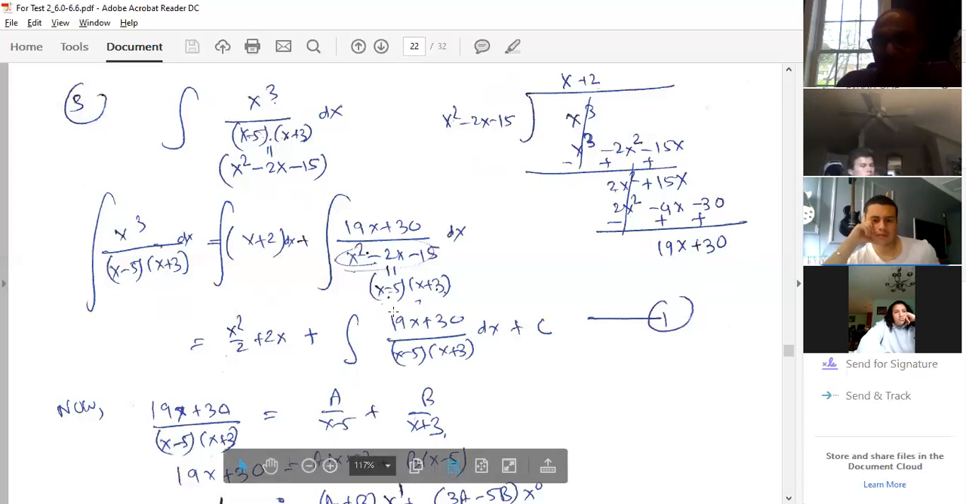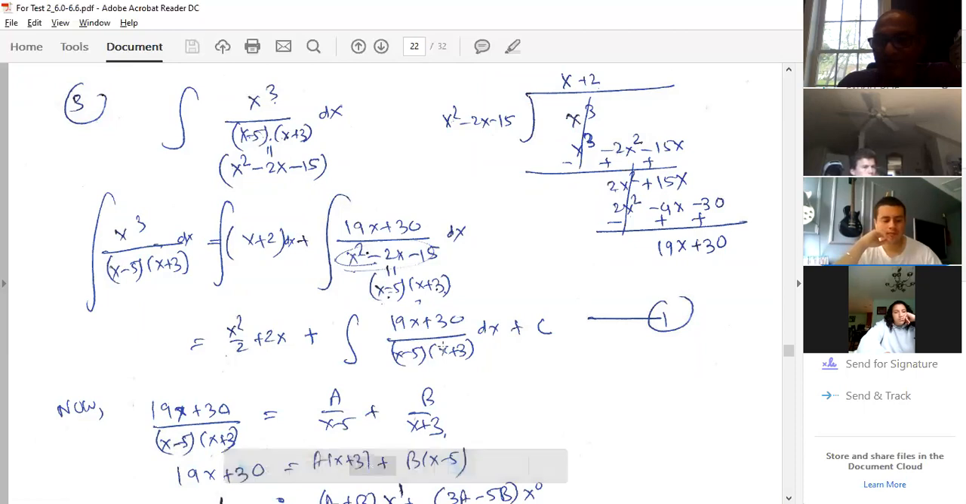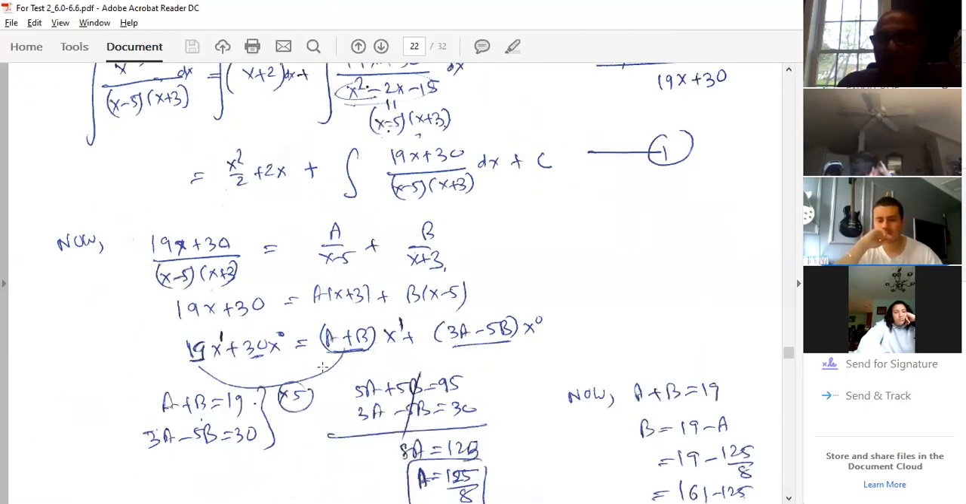I am now working only with this part because this one is done. So 19x plus 30 divided by this x minus 5, x plus 3. Again, it is case 1 because x minus 5 to the power 1, x plus 3 to the power 1. There is no repetition of factors in linear forms. So A over x minus 5 plus B over x plus 3.